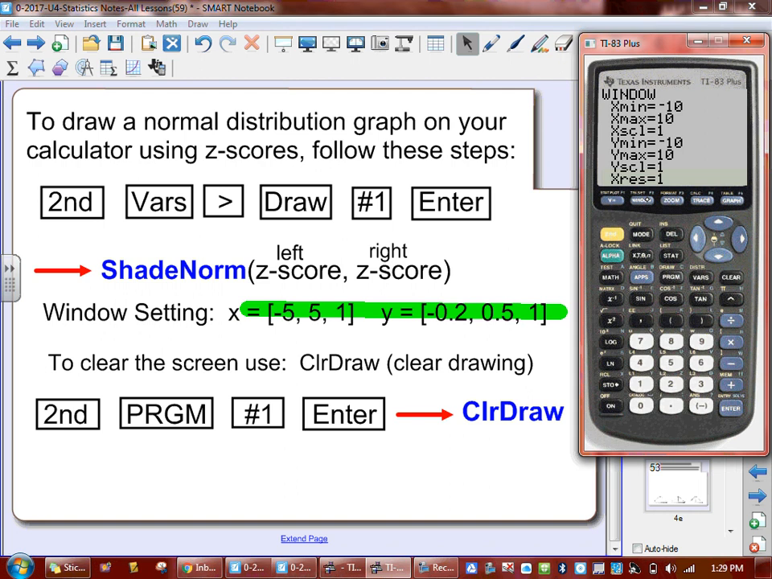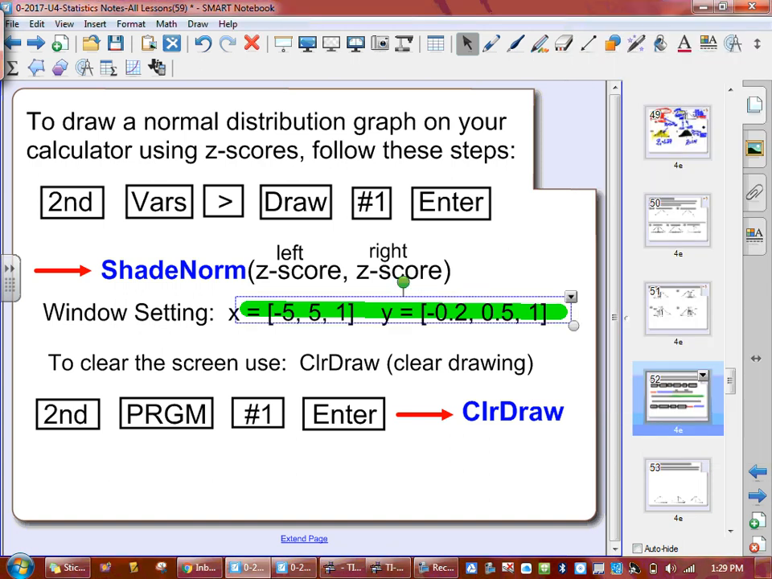Negative 0.2, 0.5. And we're going to go up by, it should say 0.1, not 1 there. It should say 0.1. So back to our calculator, 0.1. Okay, so we've got that in there.